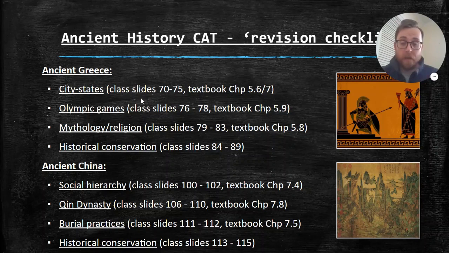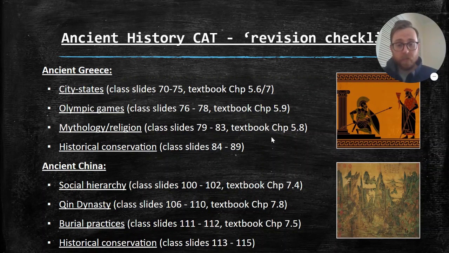Olympic Games. Very relevant, given it's 2020, or 2021. Those are in class slides 76 to 78, and the textbook is chapter 5.9. For that dot point, you're looking at what were the Olympic Games, why were they first held, and maybe what were some of the events, or what were some of the rewards for the athletes who competed and won.